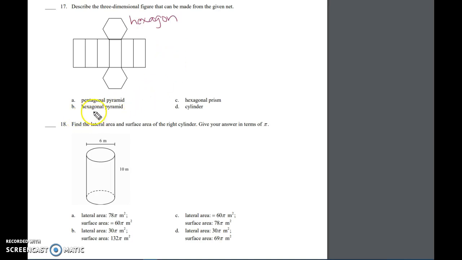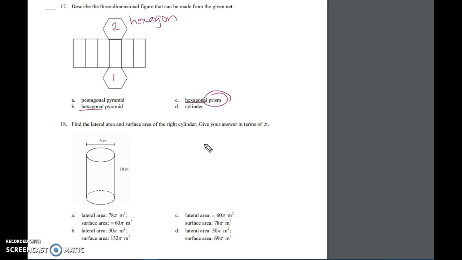Okay, so let's see, I've got two choices. I have a hexagon prism and a hexagon pyramid. Well, the fact that it has 2 bases tells me it's a prism. In a pyramid, all of these would be triangles instead of rectangles because a pyramid goes to a point. That's not happening here. I have 2 bases.